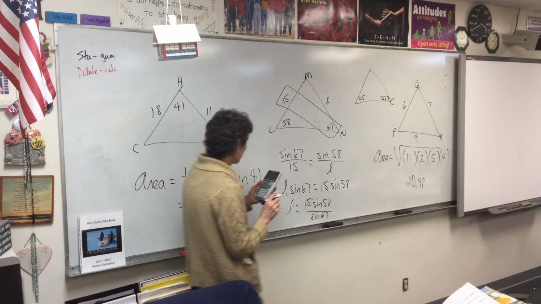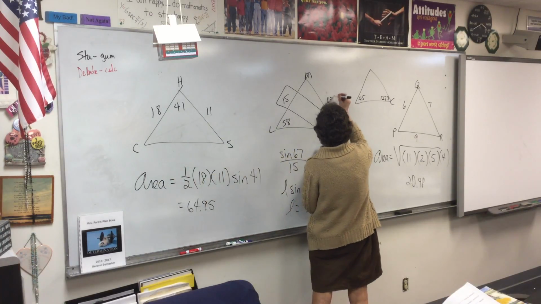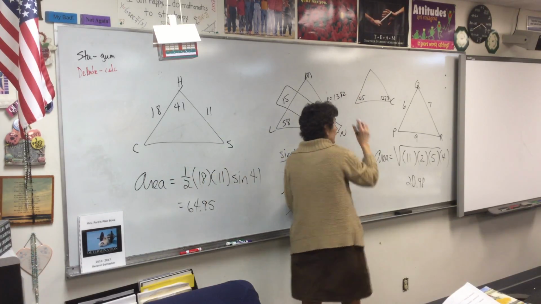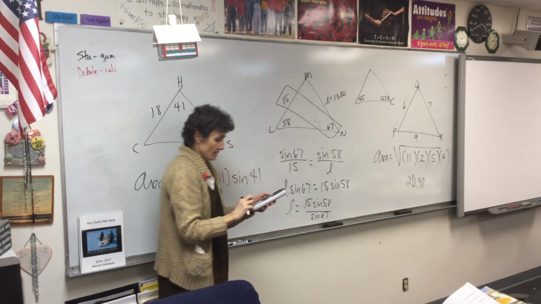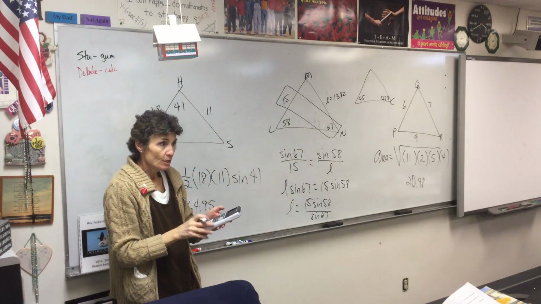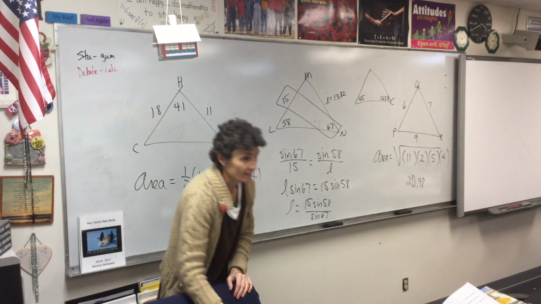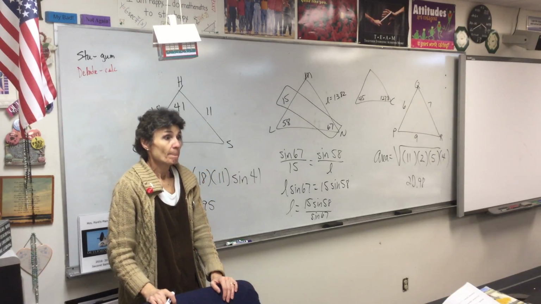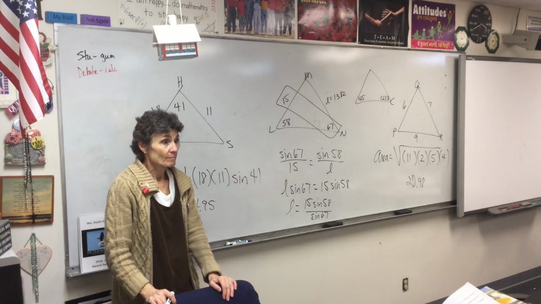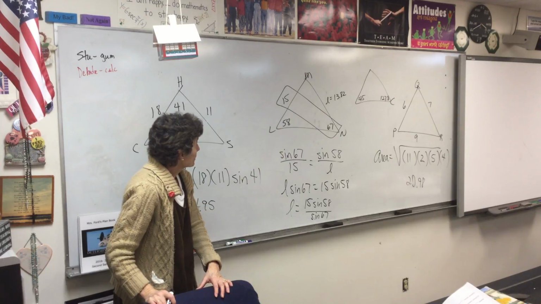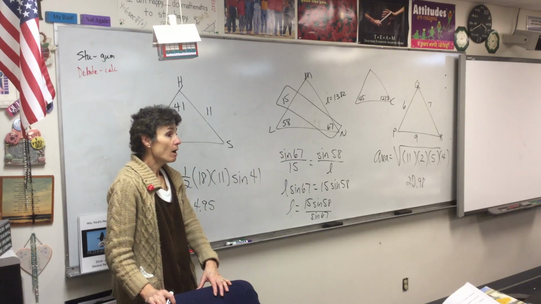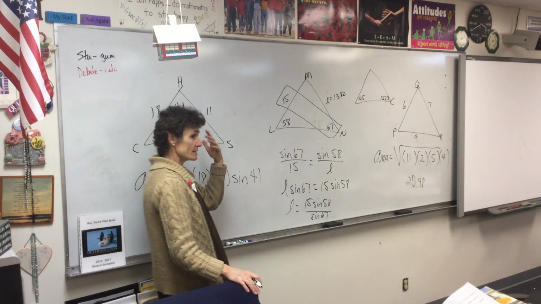I got 13.82. Okay, now don't get excited. Is that the answer? No, because what are we supposed to be finding? Area. You add both of the angles and subtract them from 180. Well, both of the angles they have included.